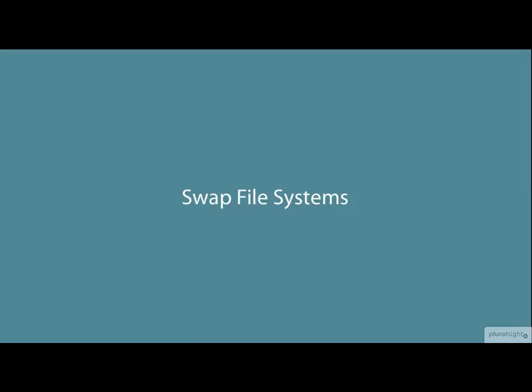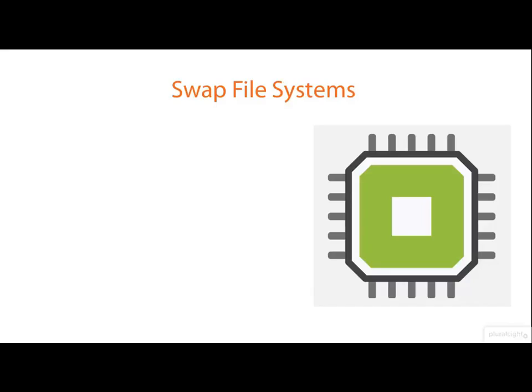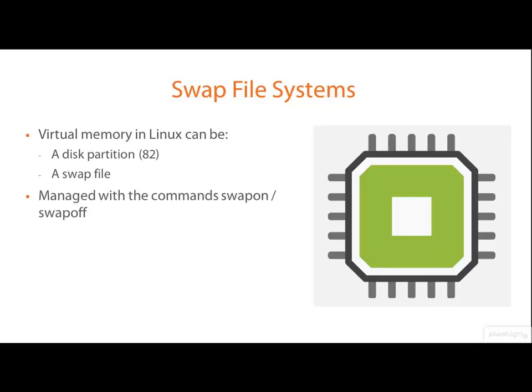Let's spend some time now looking at our swap file systems or our virtual memory. With our swap file systems, they can either be a swap file or a disk partition. If it's going to be a disk partition, it's going to be of type 82. We can manage our swap space using the swapon command and the swapoff command.